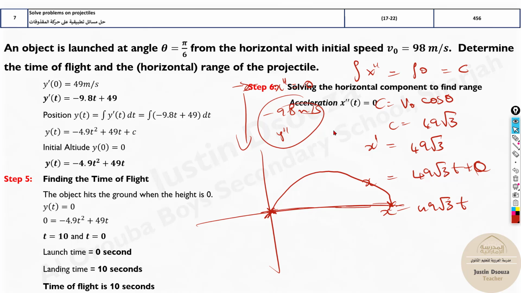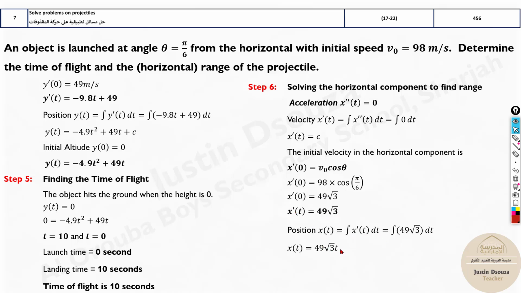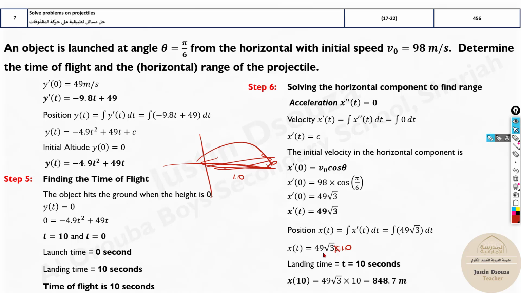Now we have to do the horizontal motion. Over here that is with x. So you need to just integrate this and get the c value. We just did it, right? We also got 49 root 3, and then integrate this to get the position, you get 49 root 3 multiplied by t. C becomes 0. And what is the landing time? It takes 10 seconds, isn't it? So from here to here on the graph, it takes 10 seconds. Now if you multiply this horizontal equation with 10, you come to know the distance covered. So just multiply this by 10, you get the horizontal distance. That's it. Multiplied by 10, whatever the answer is, is your final answer.